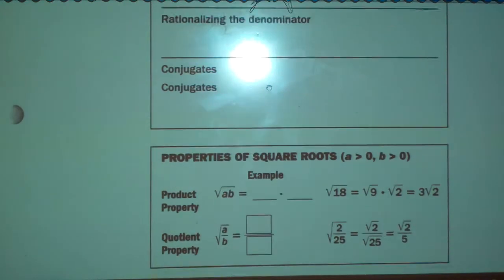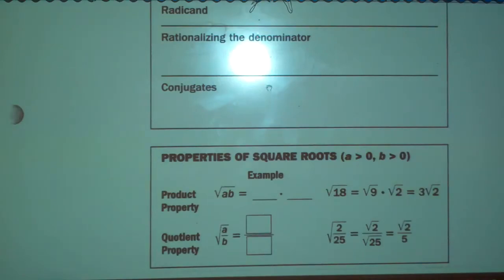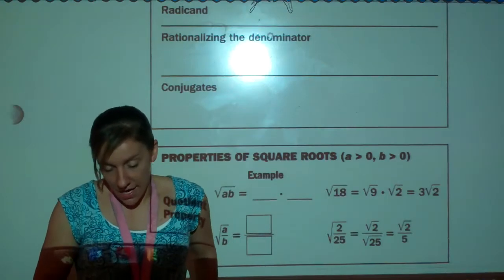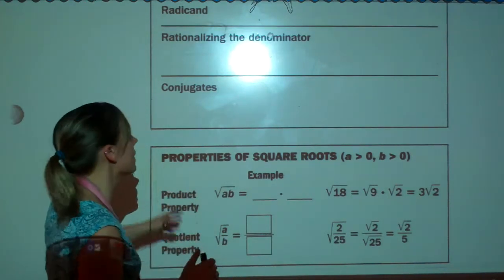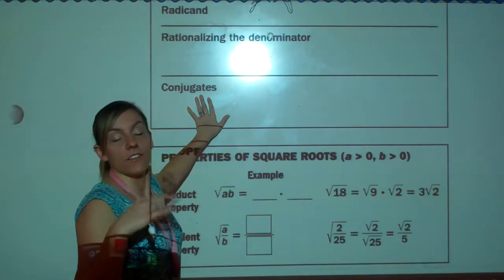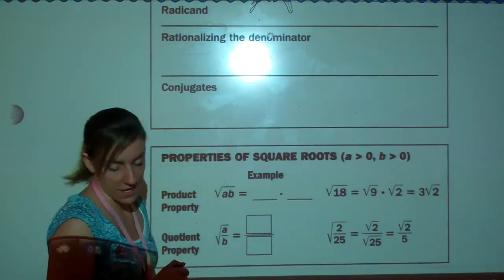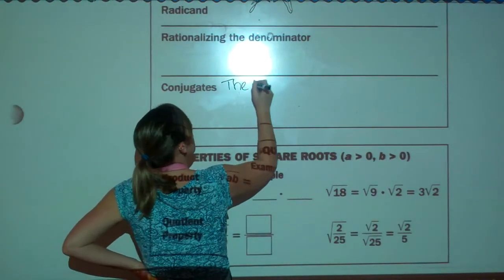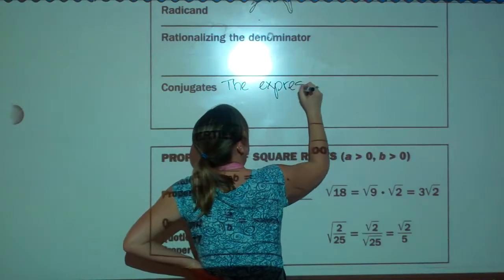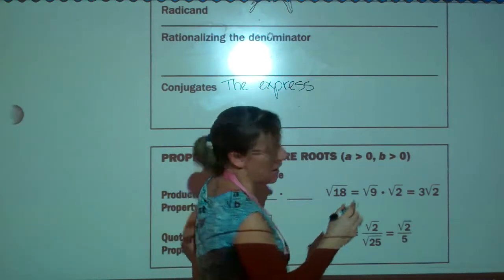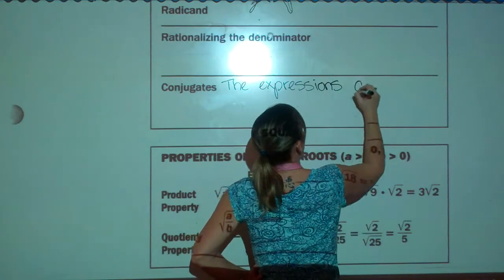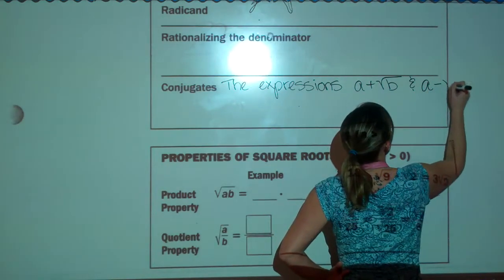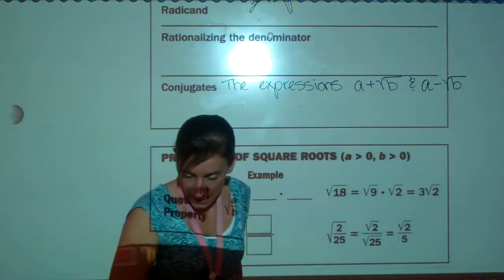Alright, so the last definition, I want to make sure you can see it. The last definition is a conjugate. And the conjugate, I just kind of think of it as opposite. My students last year talked about how it looks like the word conjugate, like you do in Spanish. But it is the expressions, yeah, we're talking about two of them: a plus the square root of b and a minus the square root of b.